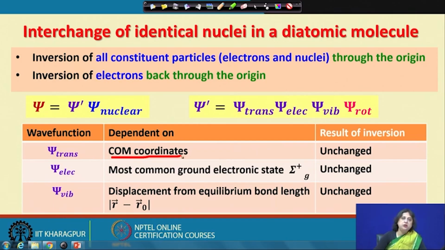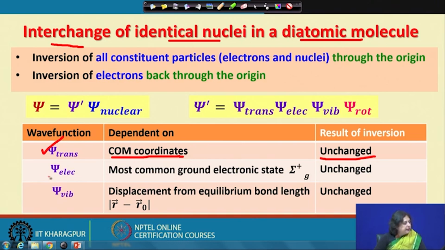And therefore, when you carry out the inversion of the coordinates, the center of mass coordinate actually remains unchanged, and therefore, I would say that through this interchange of identical nuclei, psi trans is going to remain unchanged. So, psi trans is symmetric with respect to interchange of identical nuclei in this diatomic molecule.